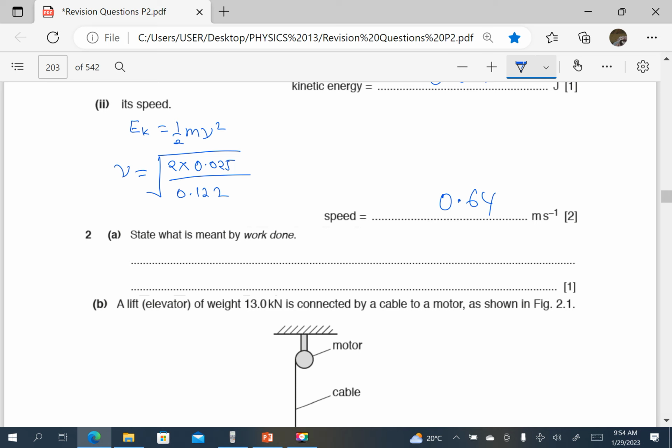State what is meant by work done. By now, you know that work done is force times displacement in the direction of the force.